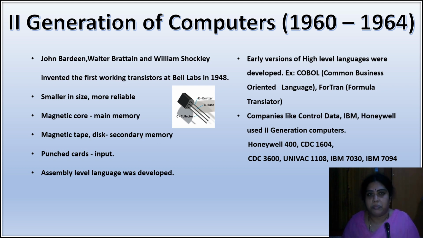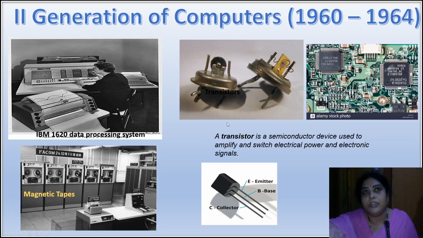Now the main hardware that was used was the transistor. You can look at the transistors here. This was a transistor that was used. And what is a transistor? It's a semiconductor device made of silicon or maybe germanium, which is used as an amplifier or a switch for electrical power. So you can see the different pictures here.